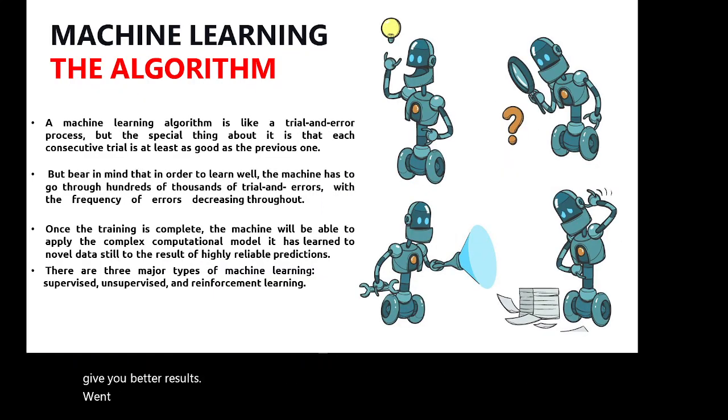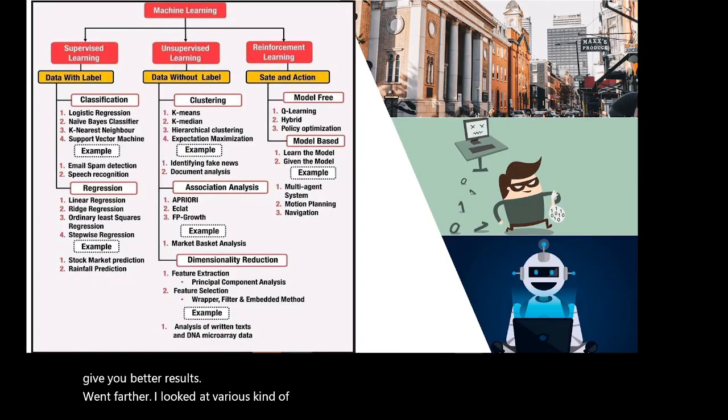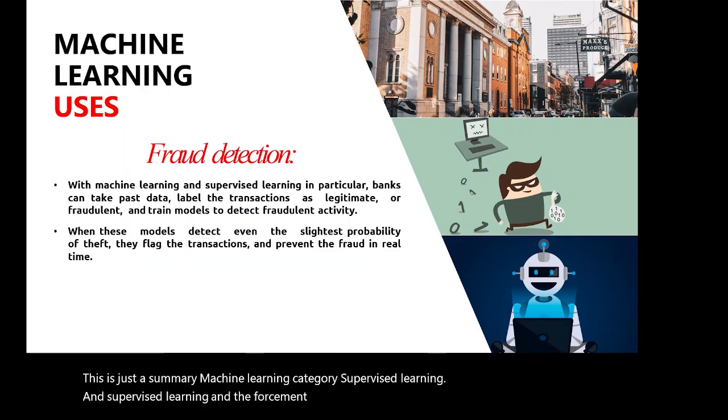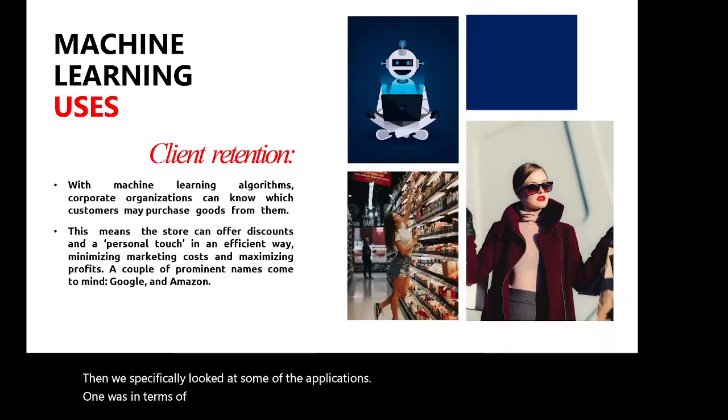We went further and looked at various kinds of machine learning. This is just a summary. Machine learning categories: supervised learning, unsupervised learning, and reinforcement learning. Then we specifically looked at some of the applications. One was fraud detection. Then we had client retention.